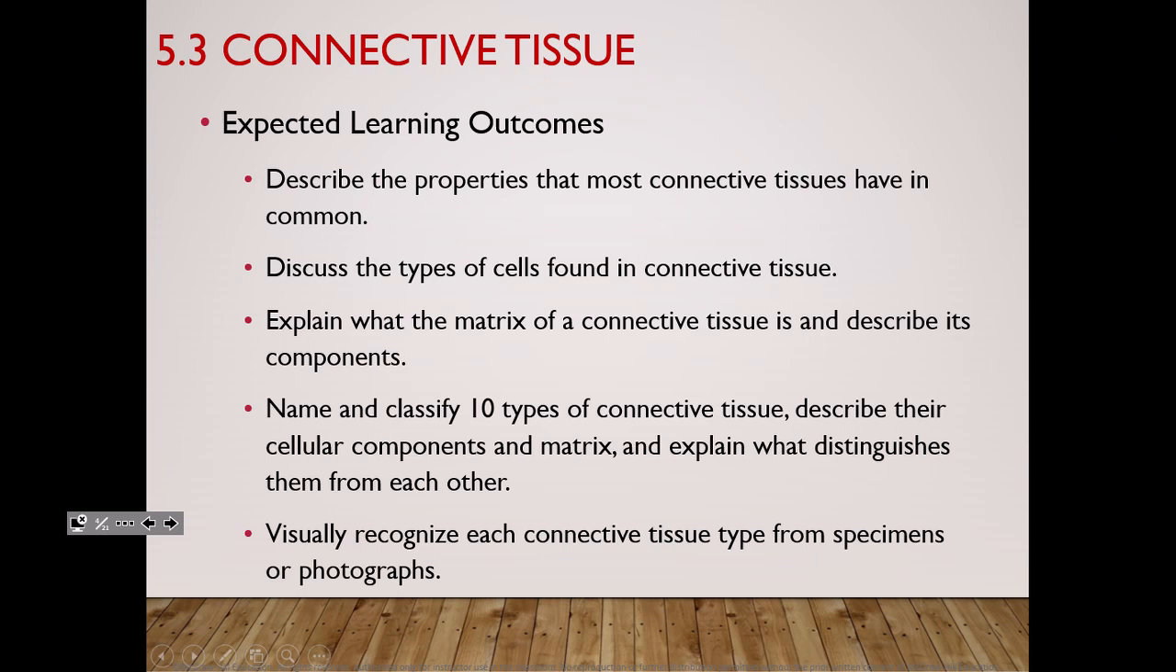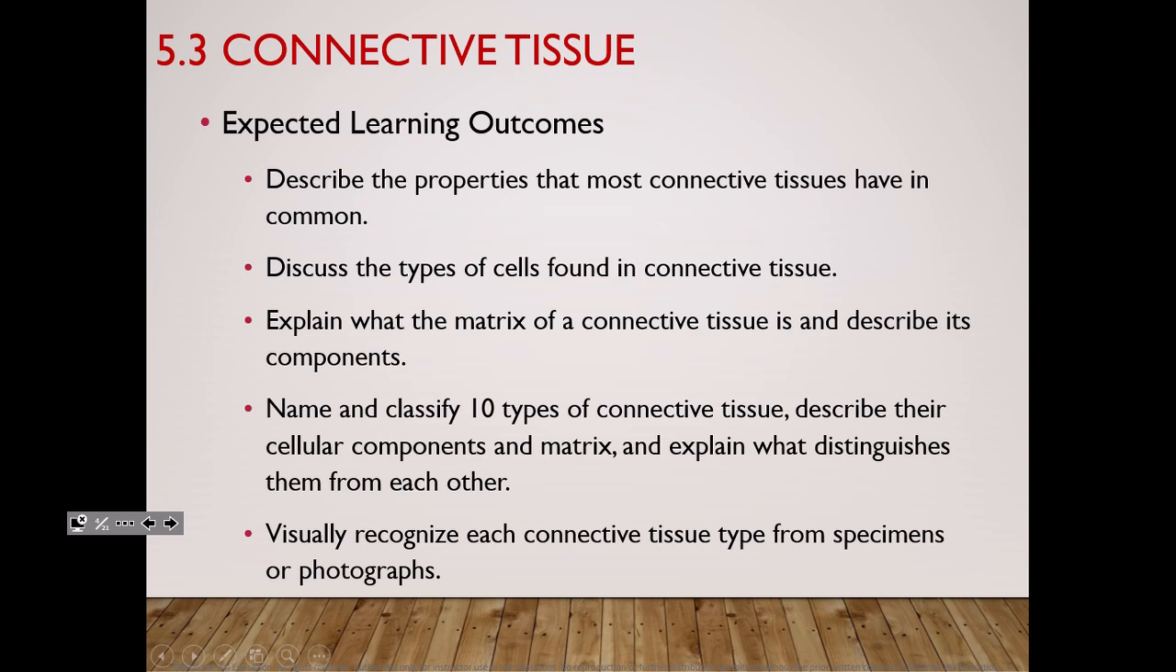We have the fiber, and we have the ground substance. We have the scaffolding, and we have the liquid. The fibers are our scaffolding. The ground substance is the liquid. And depending on the connective tissue type, maybe we have lots and lots of fibers, or maybe we have lots and lots of ground substance.